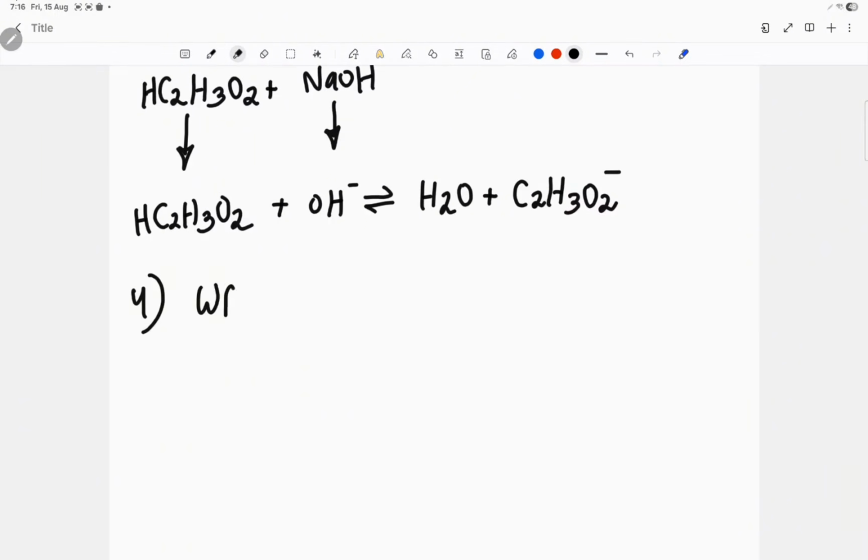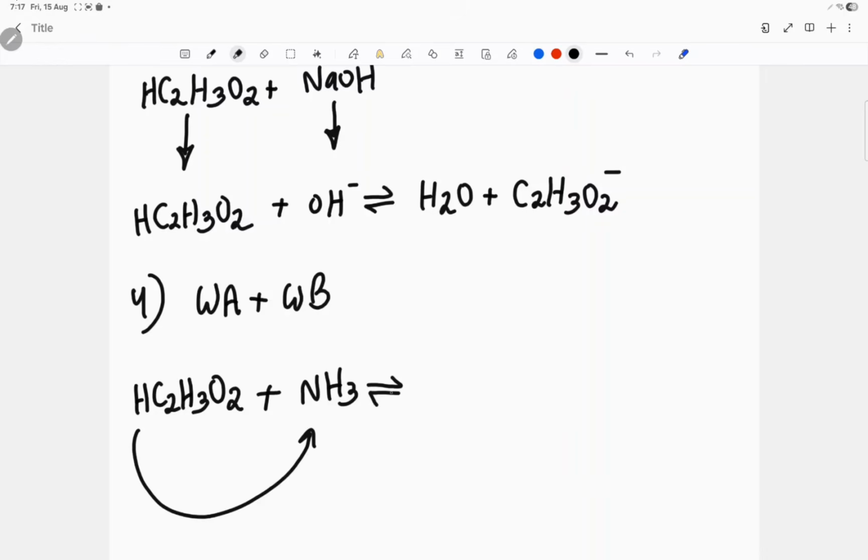Next up, weak acid plus weak base. So HC2H3O2, just write the whole thing. I'm excited to know what the products will become. Can you please tell us? The H goes to the base, and the acid will become the conjugate base.